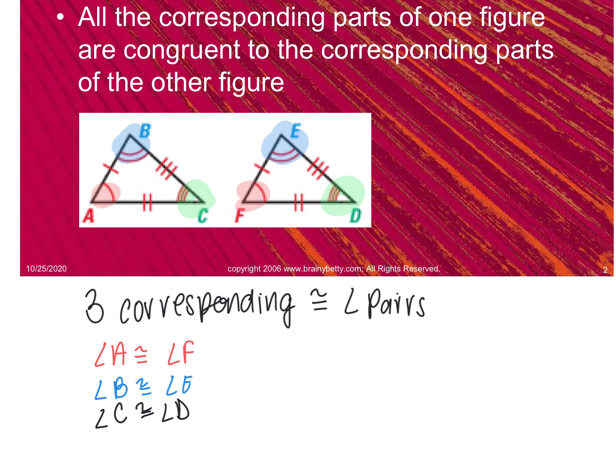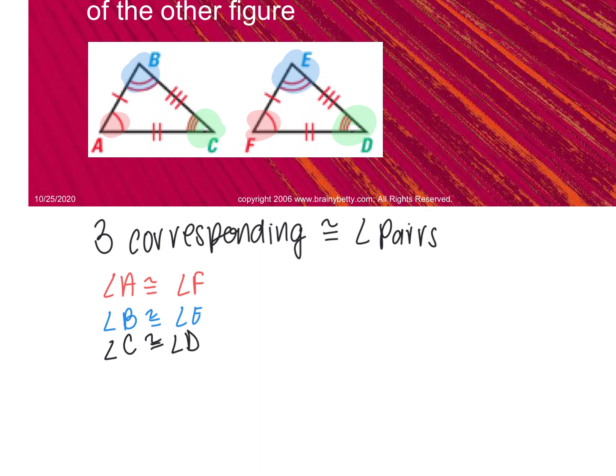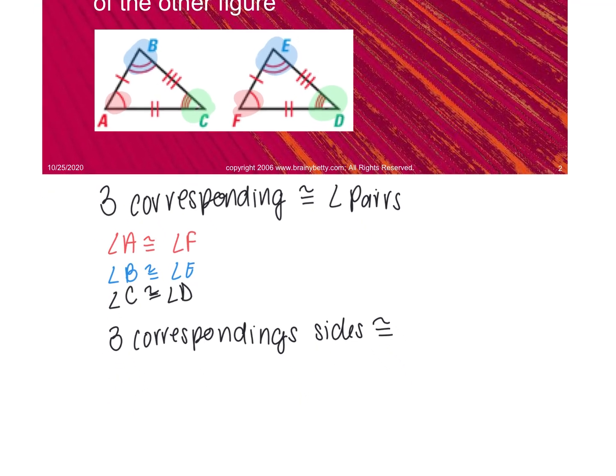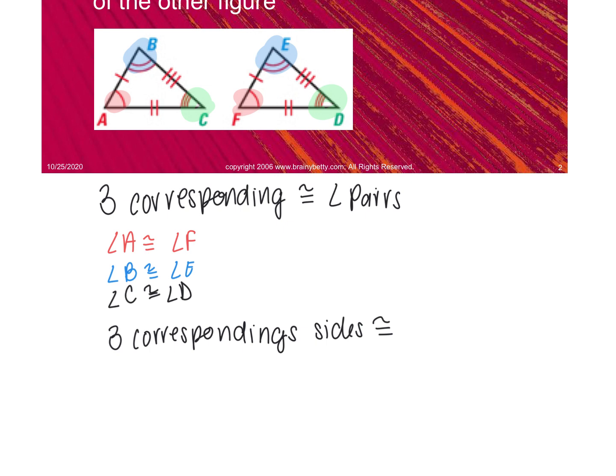Now I have to state the sides. Okay, so I need to state 3 corresponding sides that are congruent. Looking at this, same thing we did with the angles, my sides are going to be congruent, and you have to know how to write your sides. We had lines, we had segments, and we had rays. You have to make sure you're writing these correctly.